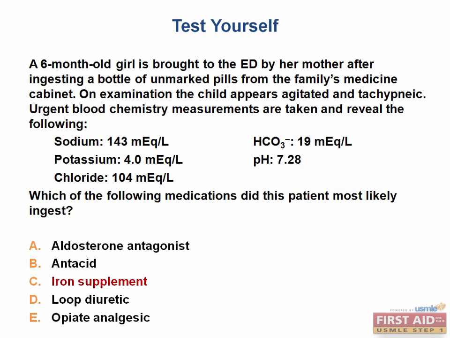The correct answer is C. This patient is suffering from an acidosis because the pH is 7.28, and we know that it's a metabolic acidosis because the bicarb is 19. When calculating the anion gap, we subtract 123 from 143. This is sodium minus the chloride and bicarb. This gives us an anion gap of 20, which is elevated. Therefore, we know that the patient has an elevated anion gap metabolic acidosis. The only one of these answer choices that causes this is iron supplements.